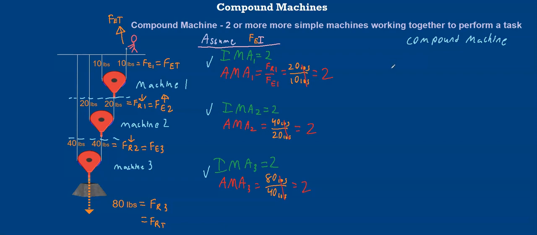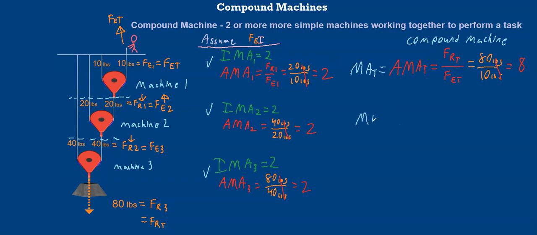And so we can say the formula for the AMA total is the total force resistance divided by the total force effort, which is just 80 pounds divided by 10 pounds. And of course, pounds cancels out, and we're left with 80 divided by 10 is just a total mechanical advantage of 8. And so that's one way to calculate the total mechanical advantage. But there are other ways.